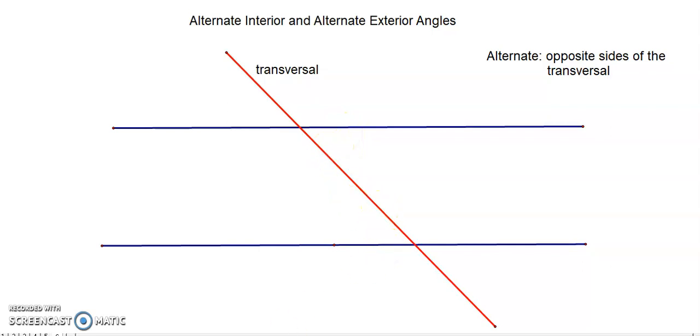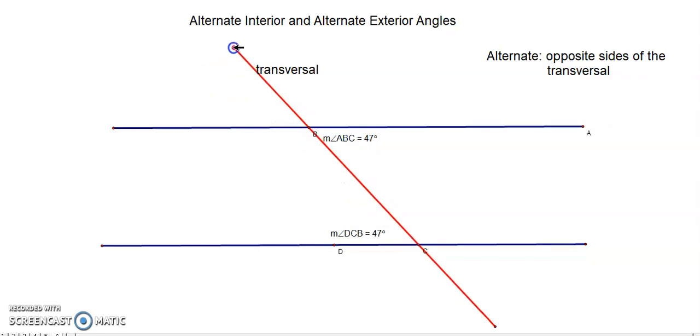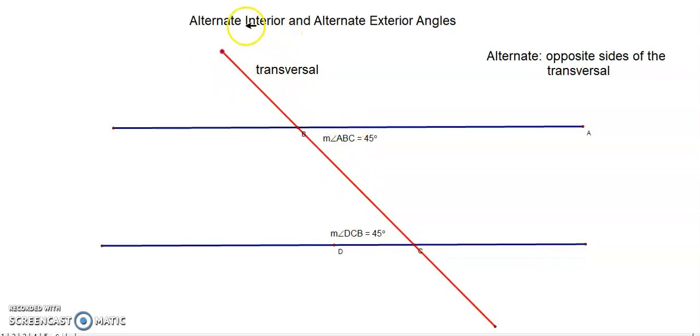So let's measure them. These two angles are alternate, on opposite sides of the transversal, and they're interior, so they're inside the two parallel lines, and they're both 45 degrees. If I move the angle a little bit like this, you see they both change together, so they're congruent. So alternate interior angles are congruent. And I also have this angle, so these two are alternate interior and they're congruent.